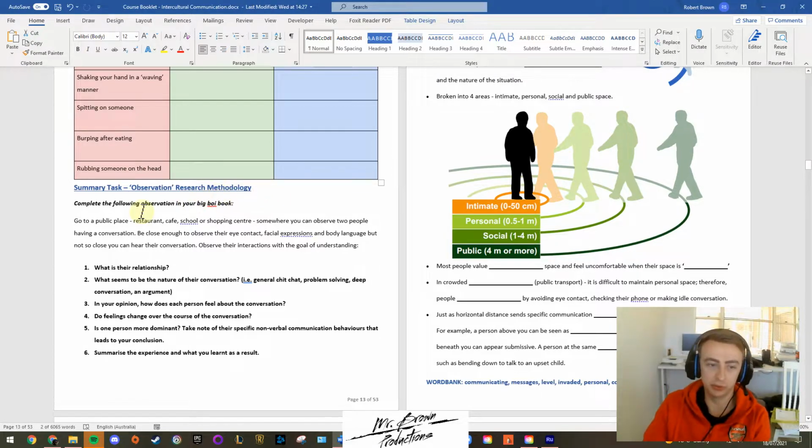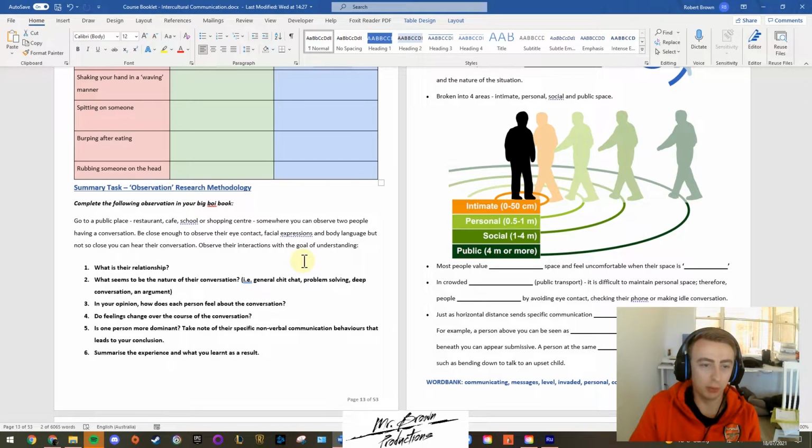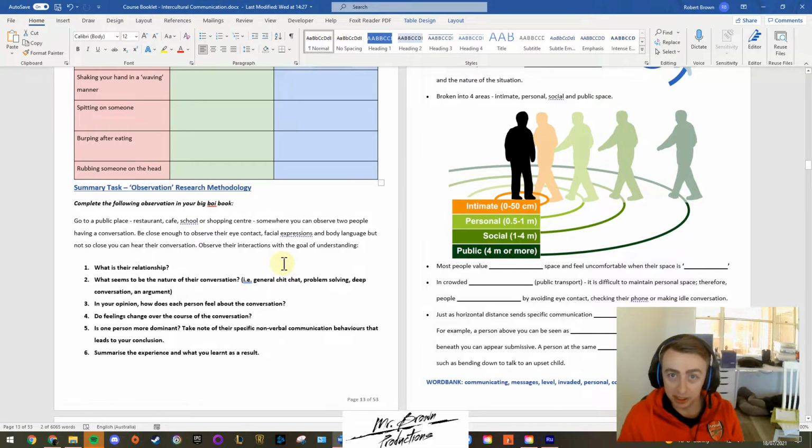What I was going to originally get you guys to do is go to a public place, somewhere where you could observe two people having a conversation, somewhere close enough for you to observe their eye contact and facial expressions and body language and whatnot. And I wanted you to just try and guess what their conversation is about, their relationship, anything like that, purely based off their non-verbal communication. It's a fun game to play when you're out to dinner with friends or your significant other.